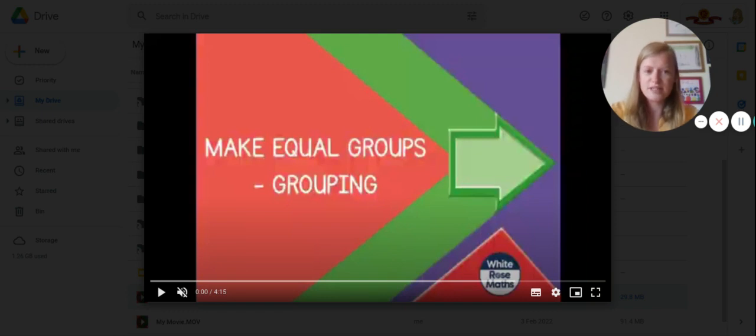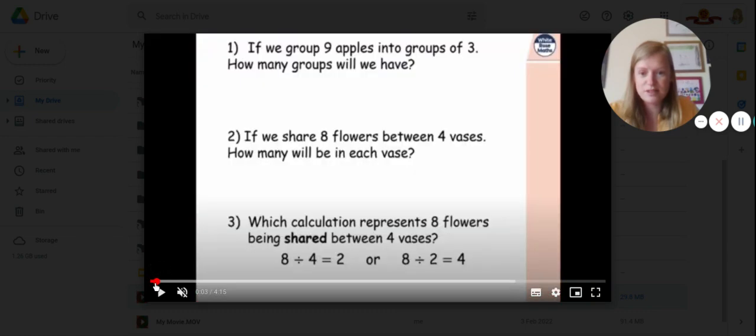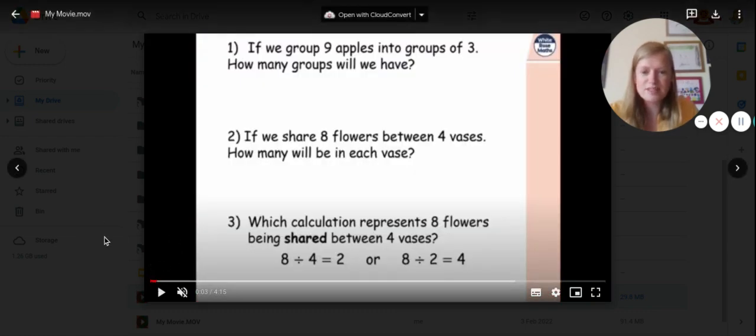So first we're going to look at some get ready questions, and we need to look out for whether the question is asking us to group or whether the question is asking us to share, because that will tell us which method we're going to use when we have a go. So have a look here. Can you look at question 1?